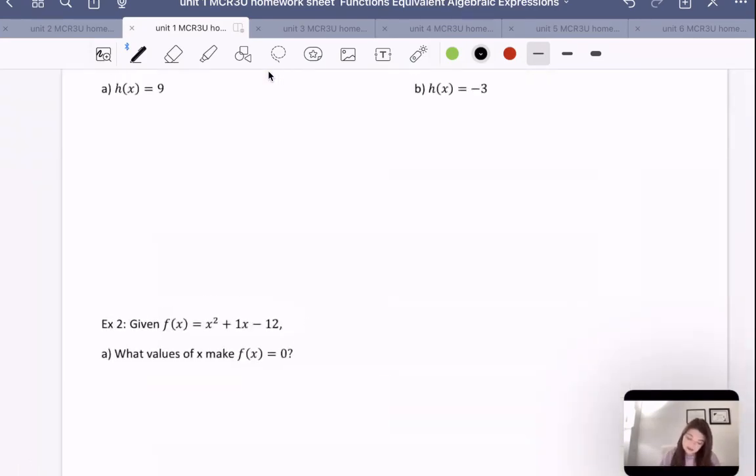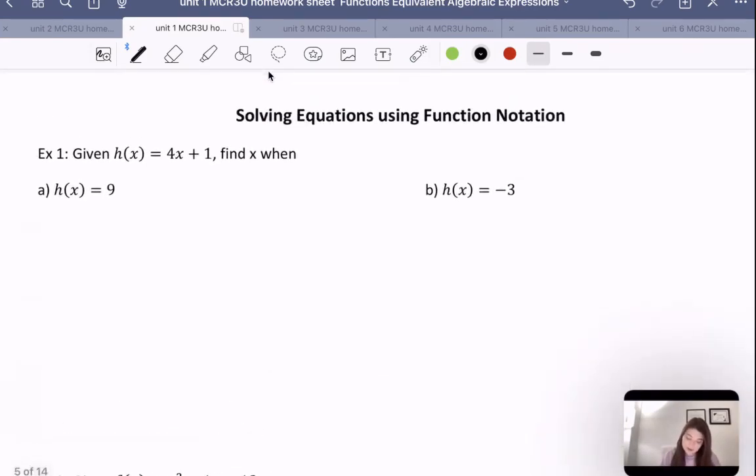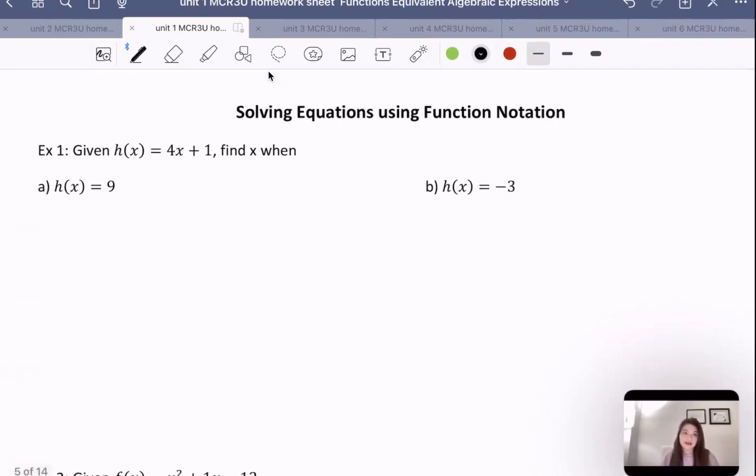So let's do some examples regarding solving equations using function notation. Here it says h of x equals 4x plus 1. Find x when h of x equals 9. Okay, so let's be clear here. This is not where x equals 9 and we have to find h of x. This is where h of x equals 9. So I'm going to replace h of x with 9 and find out what x is.